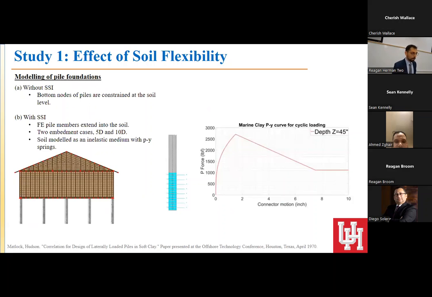Okay, so we ran some cases. The first case would be the pile foundations with just no embedment. Assume, as most structural engineers do, that the piles are fixed on the ground. And one with soil structure, and actually several with soil structure interaction, where the finite element pile members extend into the soil. There were two embedment cases, 5 times the diameter of the pile and 10 times the diameter of the pile.